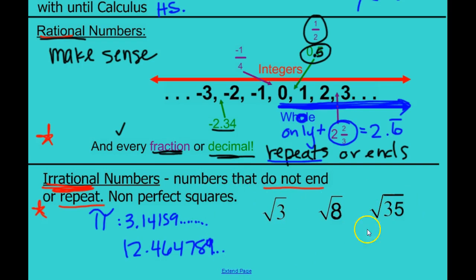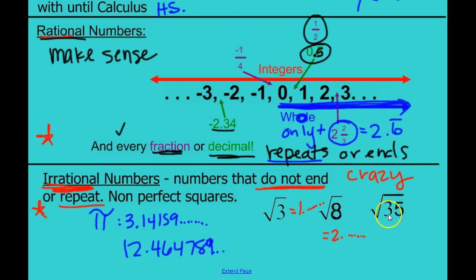These numbers are also non-perfect squares, meaning it's not a perfect square. Like the square root of 9, if I were to plug that in my calculator, it would give me 3, because 3 times 3 is 9, or 3 squared equals 9. Same with the square root of 16. That's a nice perfect square because it's 4. That's not what I'm talking about here. These ones, if I plug this in my calculator, it's going to give me like 1 point something something something. It's going to go on and on. Square root of 8 is going to give me like 2 point something something something. It's not going to end. These are irrational or weird, crazy numbers, okay?